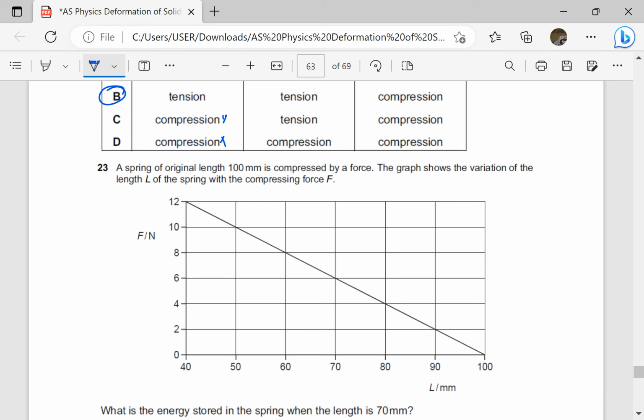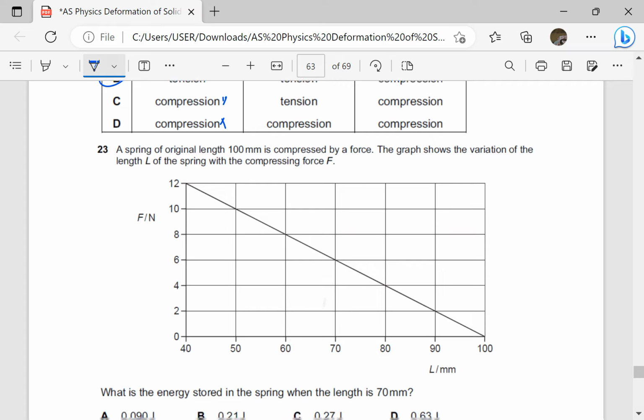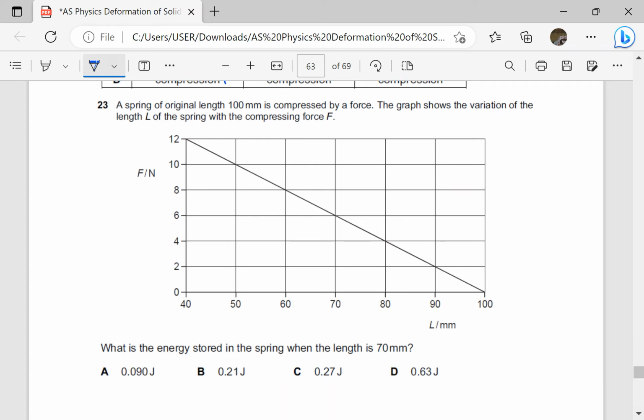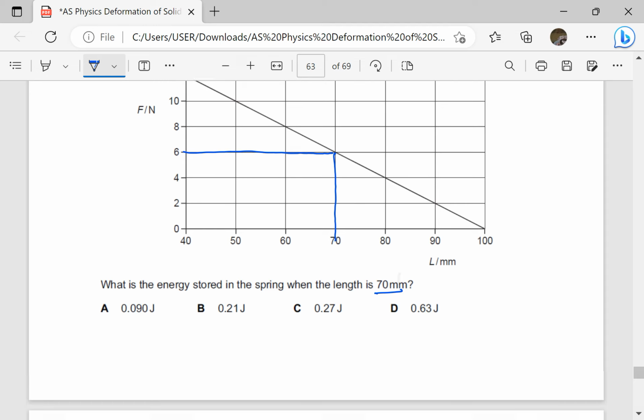A spring of length 100 millimeters is compressed by a force. The graph shows the variation of the length L of the spring with the compression force F. What is the energy stored in the spring when the length is 70 millimeters? So length is 70 millimeters, and the force is going to be 6. The force is going to be 6 newtons.